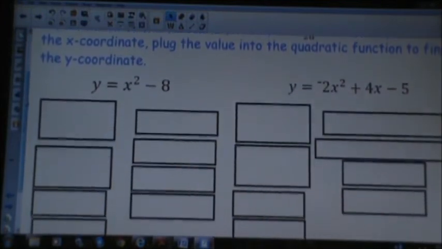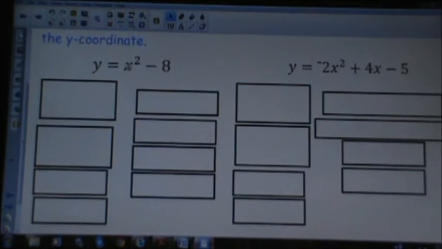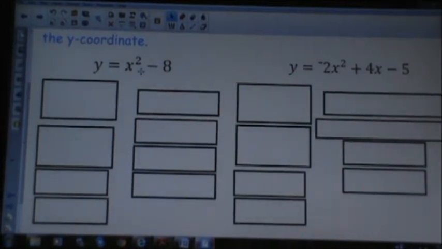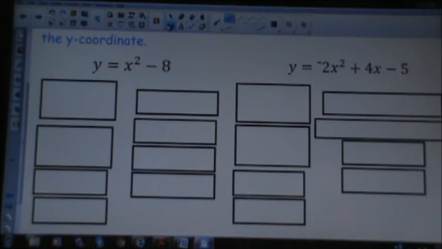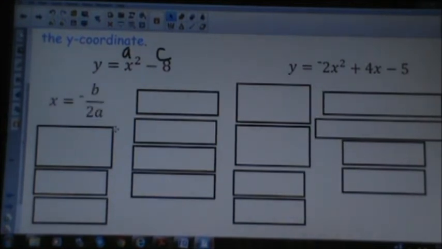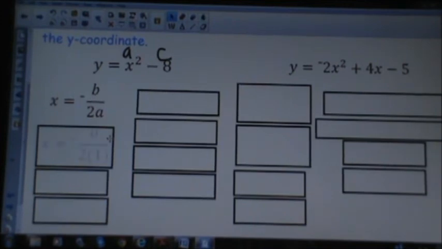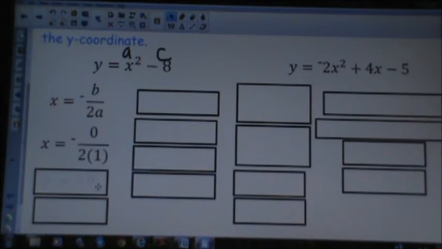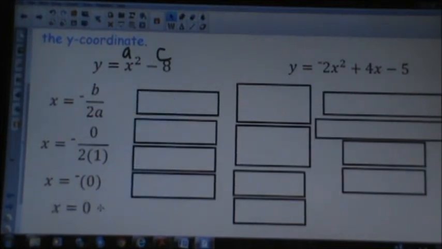So for our first example here, here's our quadratic function. Y equals x squared minus 8. So I'm going to first find my x value. This is A, and this is C. There is no B. We're going to use that x equals negative b divided by 2a to find the x-coordinate. Plug in my values. Since b is 0, divided by 2 times 1, I get x equals a negative 0, and there's no such thing as a negative 0, so it's simply x equals 0.